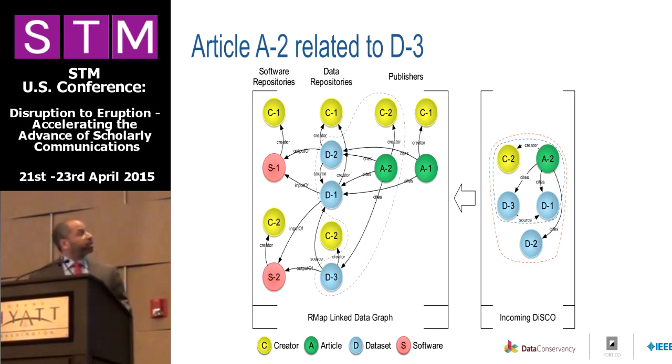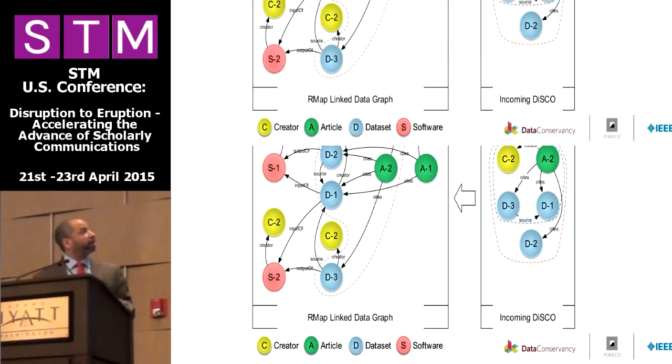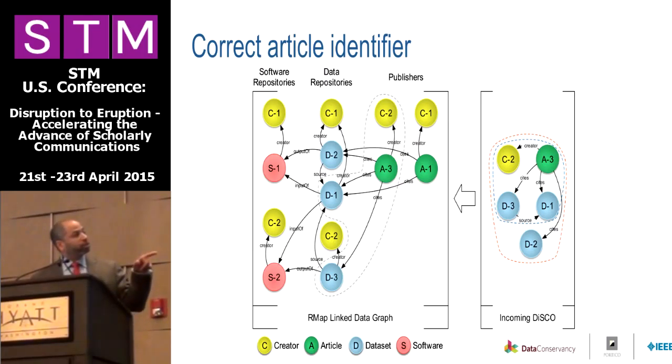In this last one, the identifier was entered as A2 as an example, and in this next one, the contribution is corrected. The identifier should have been A3, and the active view of the graph is changed, although the history will still be there. So A2 is not active, the DiSCO that was associated with that is no longer active, but it is still available in the RMap system.